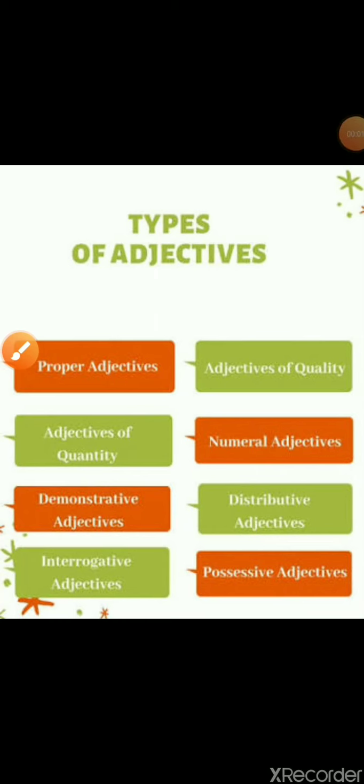I hope you have understood the definition with the examples we have done just now. Now come back to the next type of adjective. Yes, we need to do that. Look at the screen. There are 4 columns. 1. Proper adjective, adjective of quality. Opposite to that, come down: adjective of quantity, numeral adjective, demonstrative adjective, distributive adjective, interrogative adjective, possessive adjective.